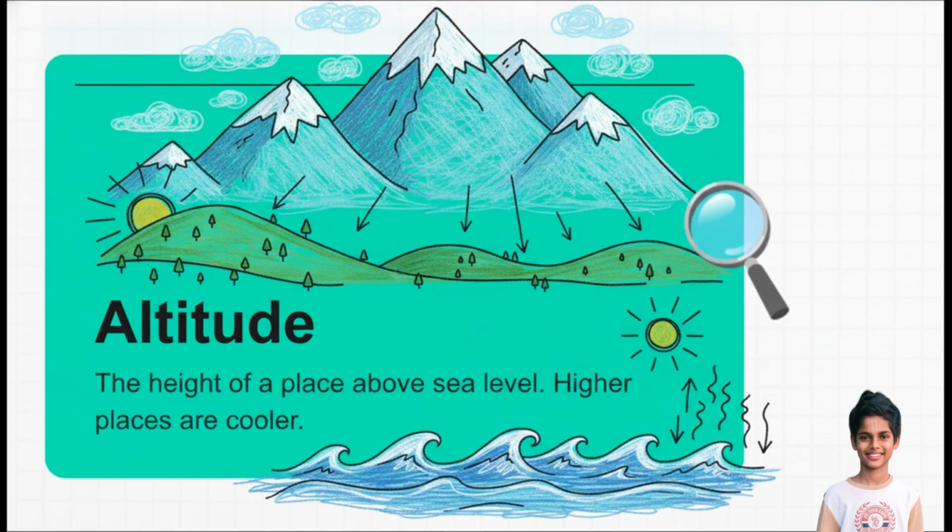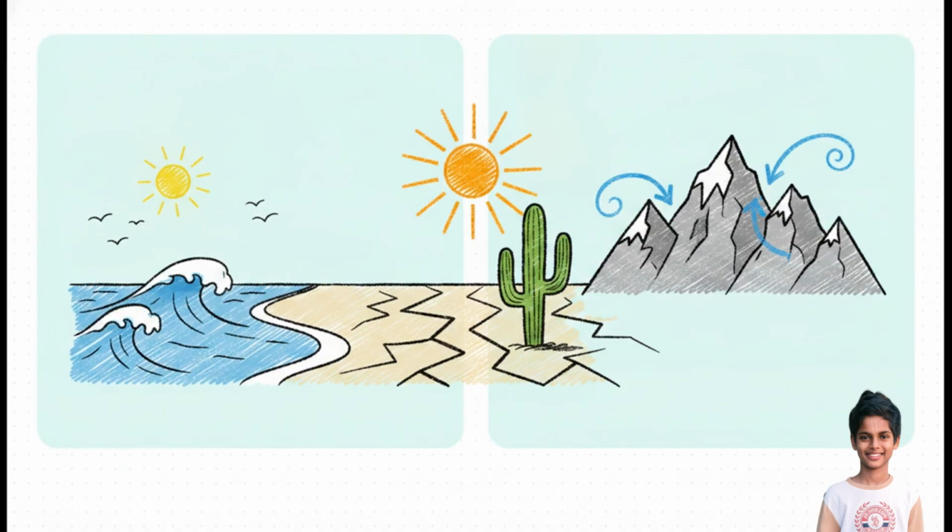Now, what about altitude? The definition you need to memorize is that altitude is the height of a place above sea level. The golden rule here is the higher a place is, the cooler it is. Think about it. Why do we all beg our parents to take us to hill stations during the scorching summer holidays? It's because those hill stations sit at a much higher altitude than the plains, which gives them a wonderfully cooler climate.